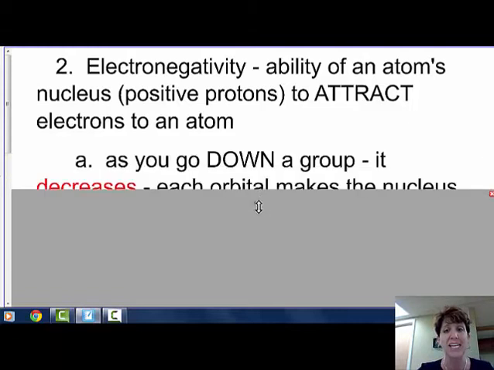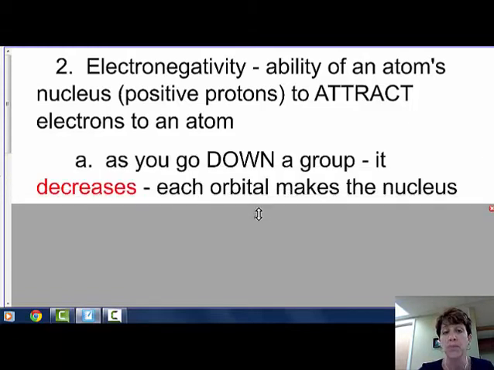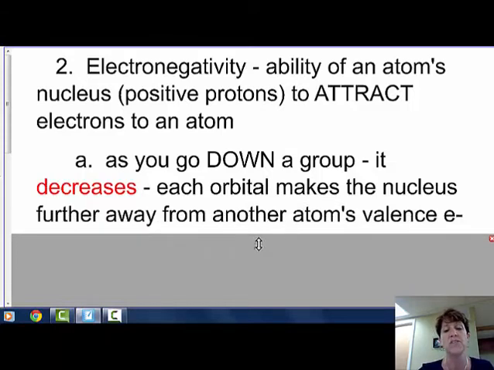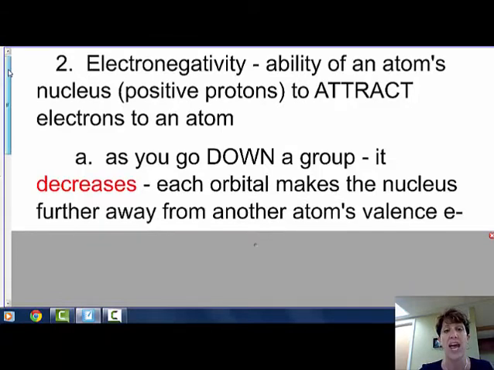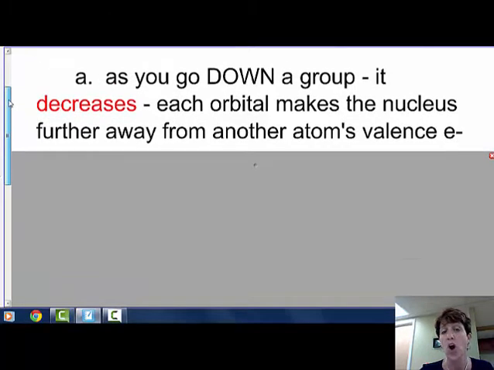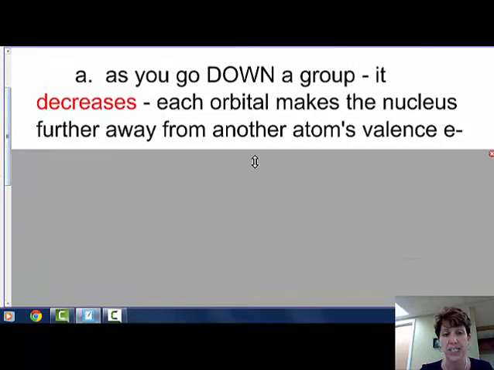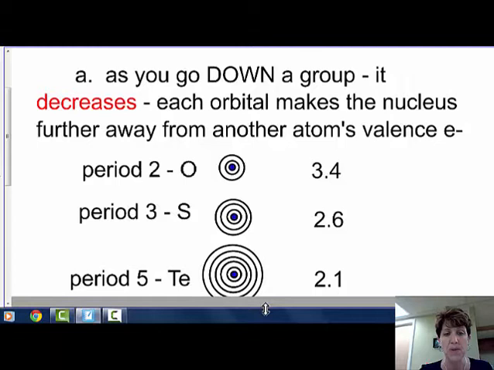So the first one's going to make a lot of sense to you. As you go down a group, electronegativity decreases. Each orbital makes the nucleus further away from another atom's valence electrons, so it's harder to attract those electrons to it. And here's an example.